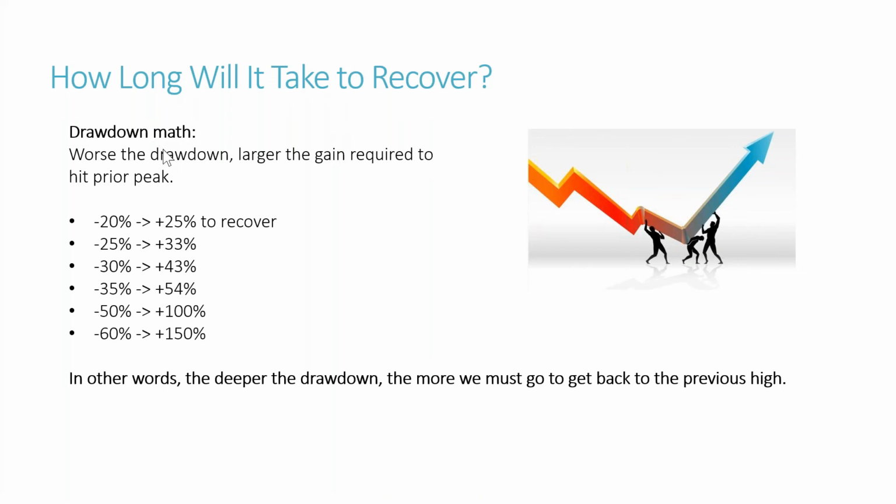So in this case, with the market dropping 34% from the top to the bottom, you can see if the market drops 35%, we have to get back 54% just to get back to even. If the market drops 50%, we have to get 100% to get back. So the deeper the drawdown, the higher we have to go to get back to the previous high. I don't know if that necessarily means it takes longer to get there, but we have to earn back in percentage terms more to get back to that high water mark.